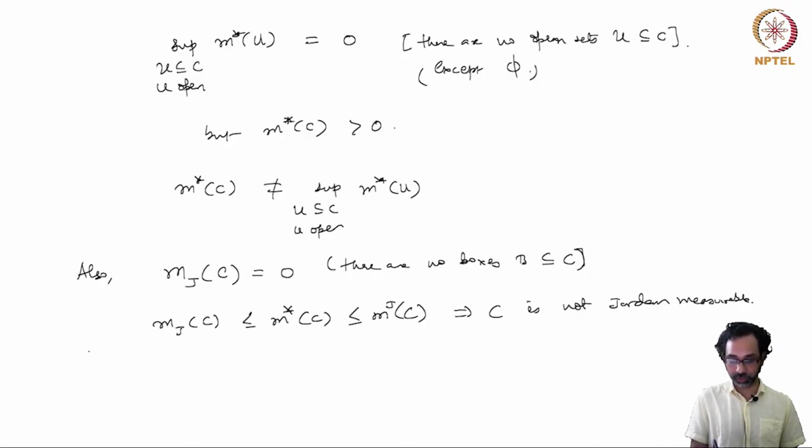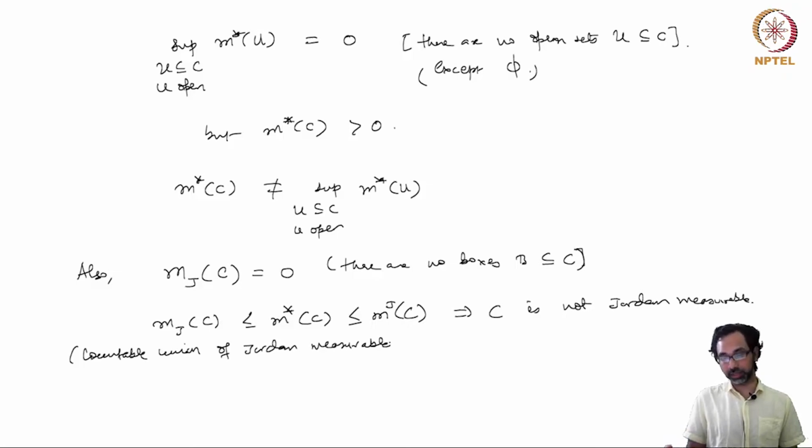So this is an example of a countable union of Jordan measurable sets, because at each stage the set I_k is Jordan measurable, because it's a finite union of boxes or intervals. So at each stage it is Jordan measurable, but when you take the countable union, it fails to be Jordan measurable.